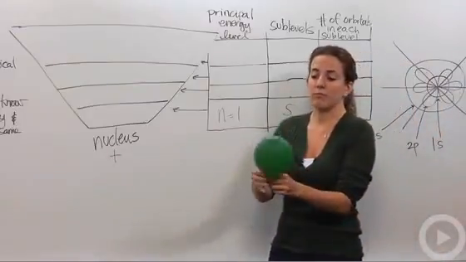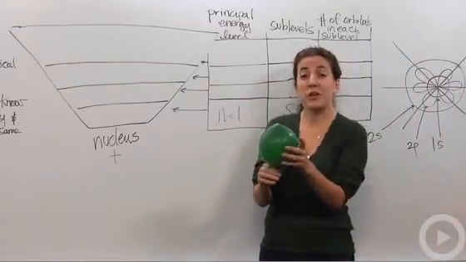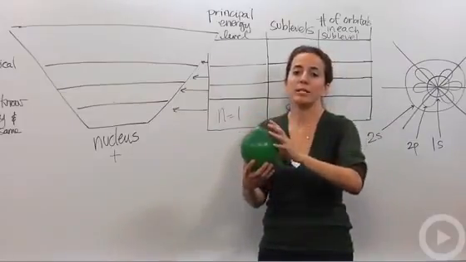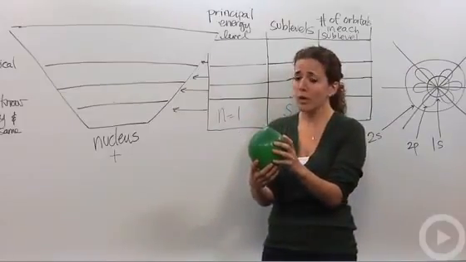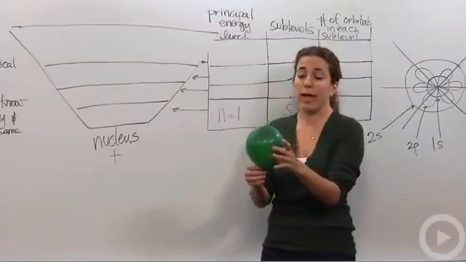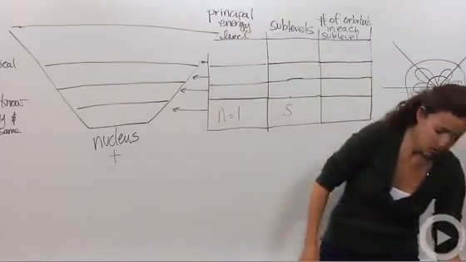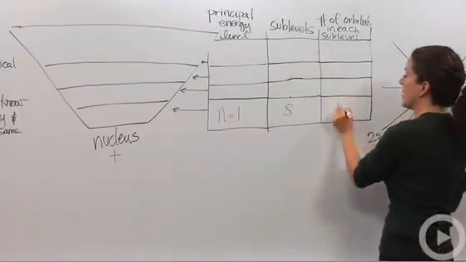If we take this balloon, it's a spherical balloon. S orbitals are spherical in shape. In the middle, we have a nucleus, and surrounding it, we have the idea of where the electron can be found. So there's one orbital for every s in s orbitals. There's only one. It looks like this. So we're going to say 1.